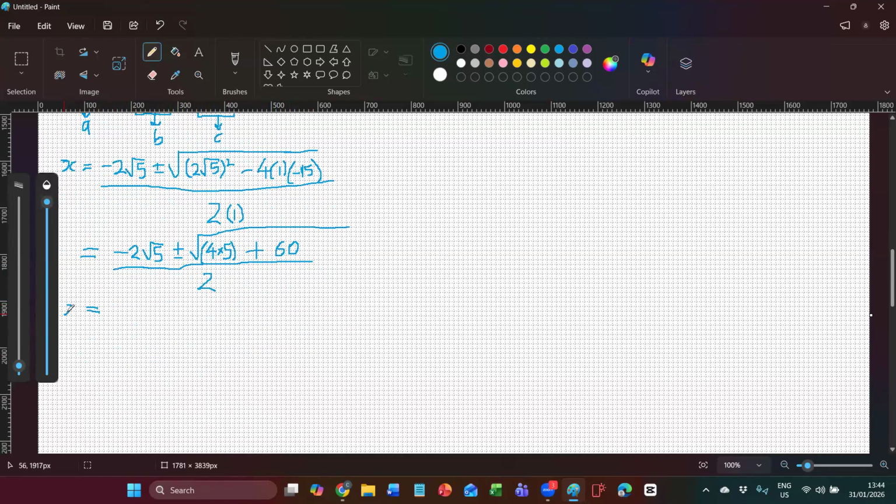Our next line will look something like this. x equals minus 2 sod 5, plus or minus square root of. Now on this side, I'm having 20 plus 60. That's 80, right? 20 plus 60, yeah, 80. So this 80, we can still break it down.